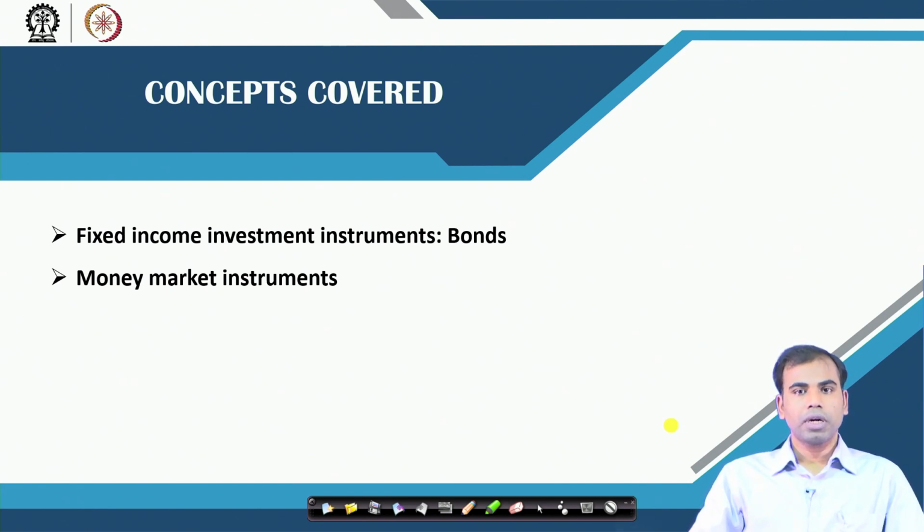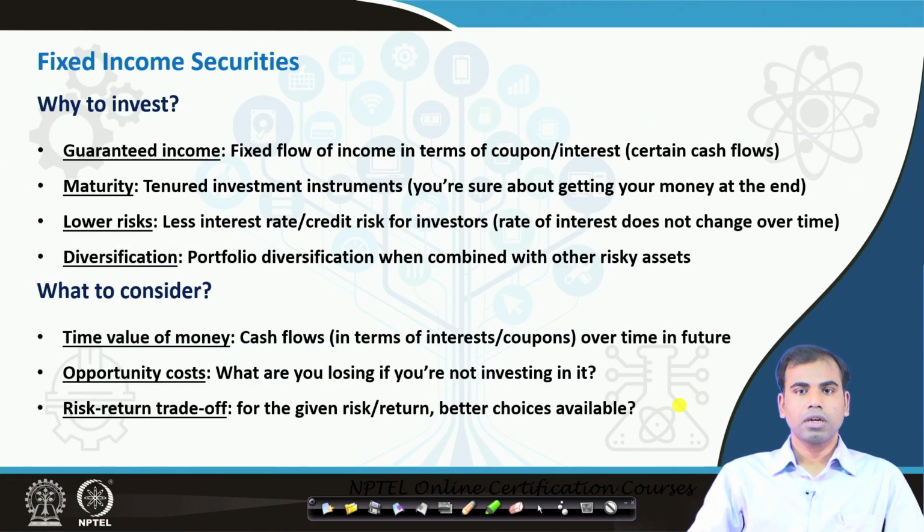Now, the first question that comes to our mind is, why should we consider fixed income investment as an investment choice at all? The reasons are as follows. First of all, fixed income investment gives you assured return. Basically, it guarantees that you are going to get a fixed amount of return in terms of interest or coupon that comes to you as cash flow on a periodical basis. So, you are assured of certain cash flows every period. If you are hoping to get some fixed return on your investment, you should consider fixed income instruments.